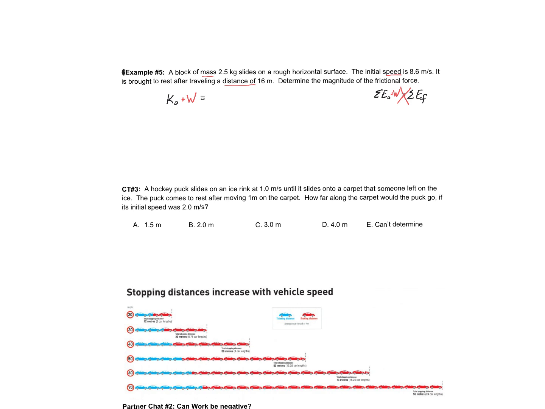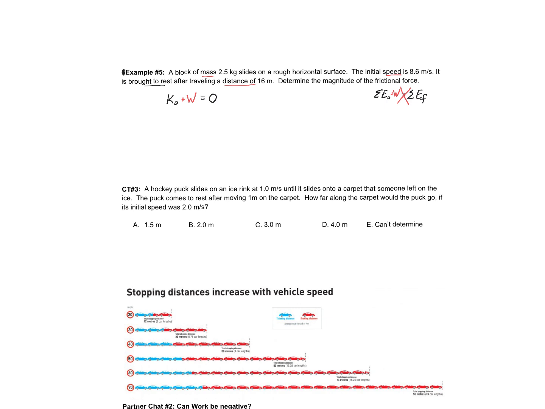Now, it does say that it's brought to rest, and so my final energy should be 0, right? It's not going up or down. It doesn't have any kinetic energy if it's at rest. There's no springs. So therefore, my final energy of the block Earth system, or just the block, should be 0. So now I can go ahead and I can put in my numbers.